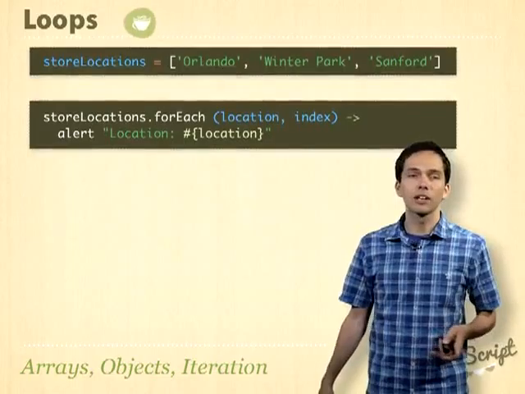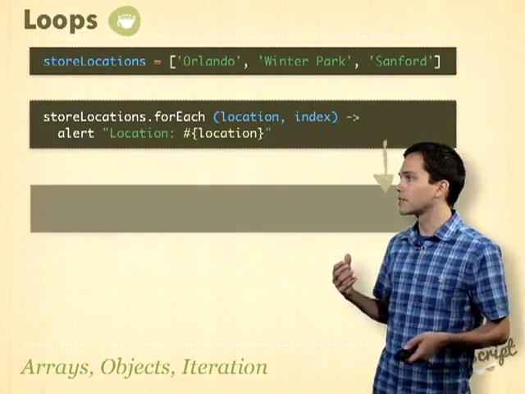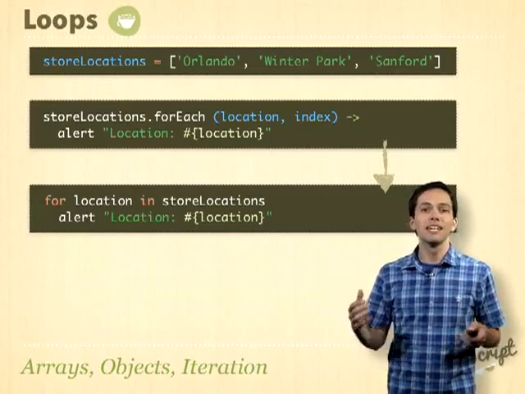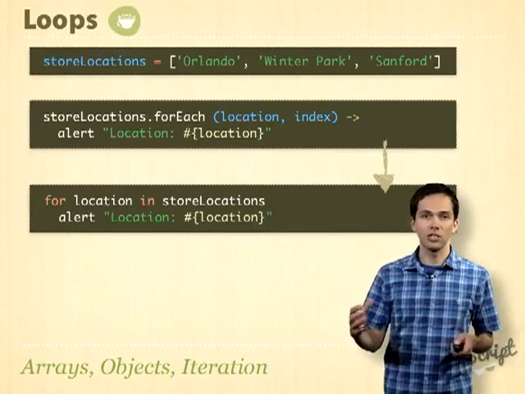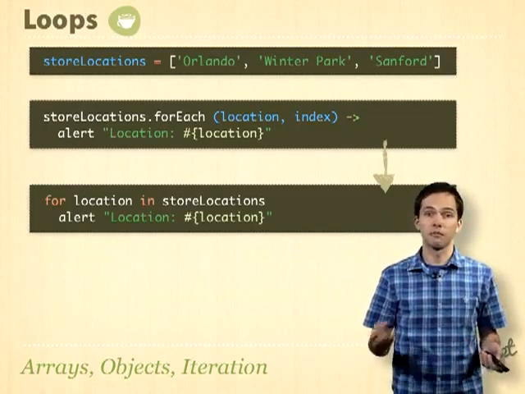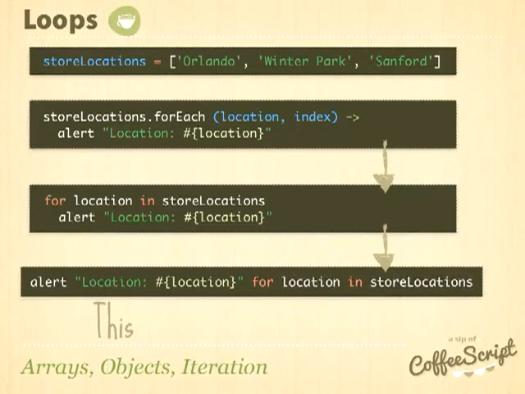However, it's much more common in CoffeeScript to not do a for each and do something that looks a little bit more like this. We have for location in store locations. So it's going to go through each of the items in the store locations array, set it equal to location every time it iterates through the loop, and then call alert on it. So we should have 3 different alerts. If we wanted to, we could also move this for loop to the end of the line. So we could say alert location for location in store locations. There's another word for this. It's called a list comprehension.